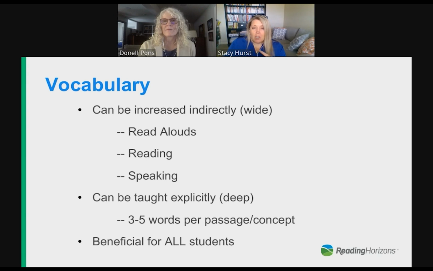But remember, going back up to the way that vocabulary can be increased indirectly, if we're having our students read, they're going to build more than those 3 to 5 words. They're going to get those concepts and learn the words that are related. So that kind of instruction is beneficial for all students, even if they're already proficient readers and their vocabulary is already very large. So there are multiple ways to do that. Donell, what do you have to add?